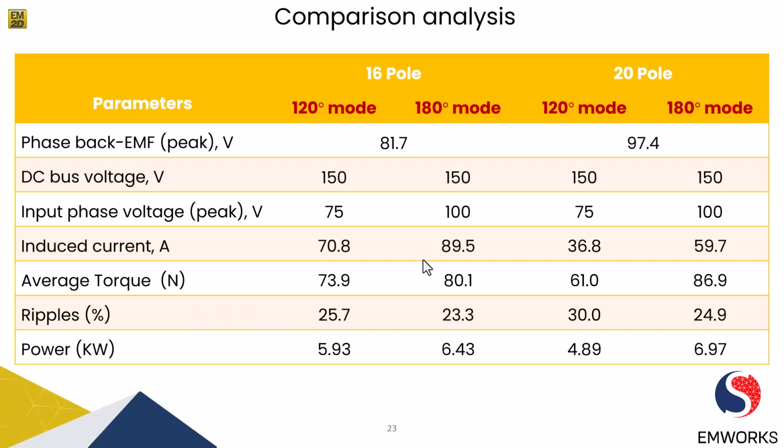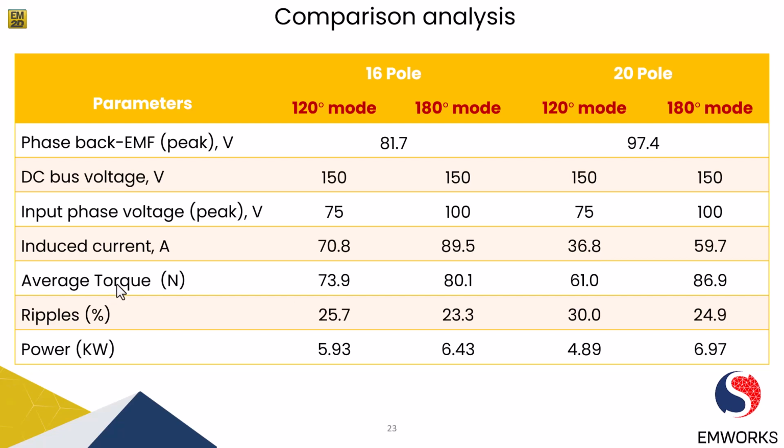The induced current was higher, obviously, going from 17.8 amperes to 89.5 amperes, and a similar pattern was observed in the 20 pole design. But it's interesting to note that we see a different magnitude of the induced current in the 20 pole and 16 pole. The main reason is that for the 20 pole design the winding configuration is not the same as 16 pole, and therefore, due to the difference in phase resistance, the induced current magnitudes are also different in both designs.